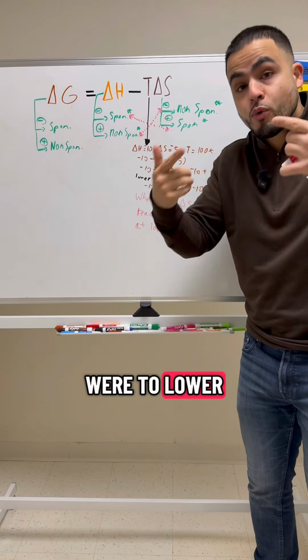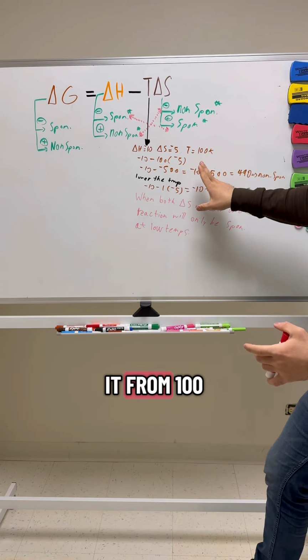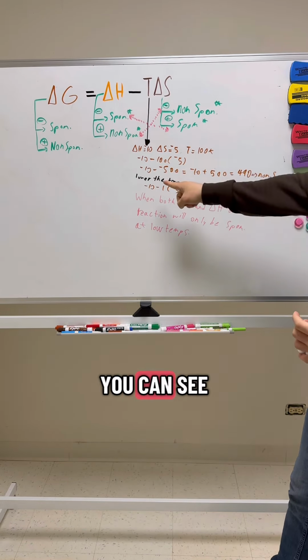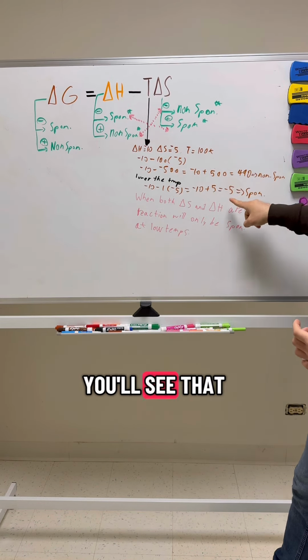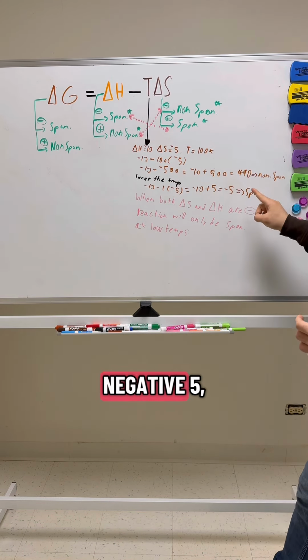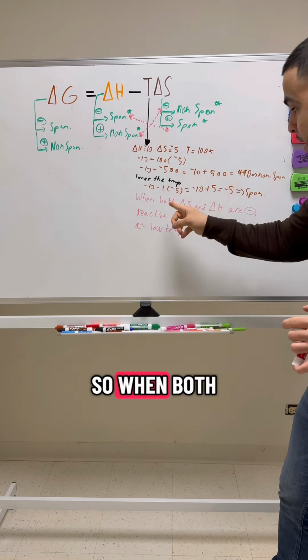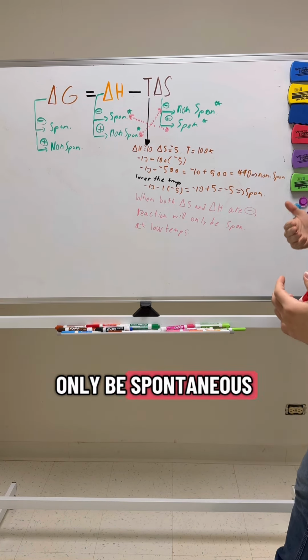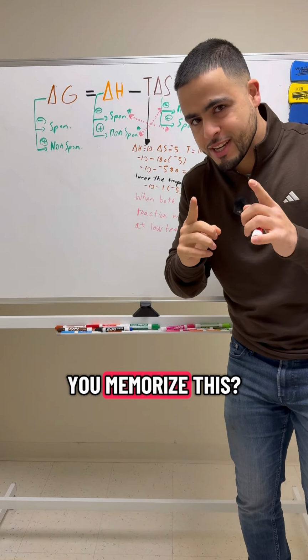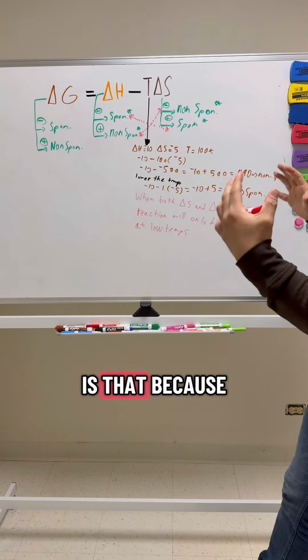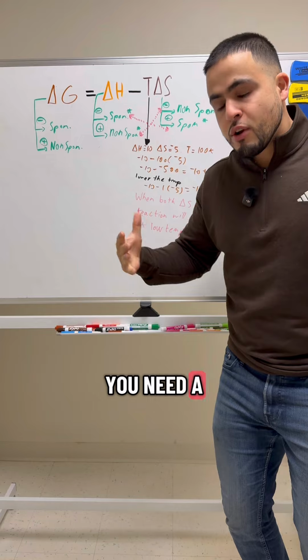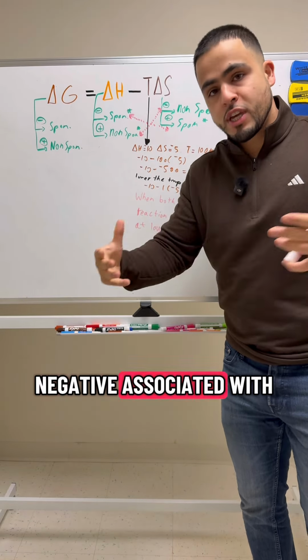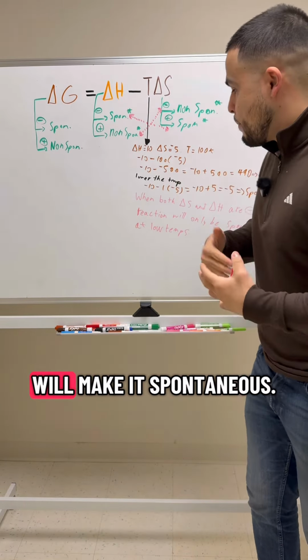Now, if we were to lower the temperature, so to say drop it from 100 to 1 Kelvin, you can see, if you do the math right here, you'll see that the change in G is now -5 and the reaction is spontaneous. So when both change in S and change in H are negative, the reaction will only be spontaneous at lower temps. And how do you memorize this? An easy way to remember it is that because they're both negative, you need to lower, negative associated with lowering the temperature will make it spontaneous.